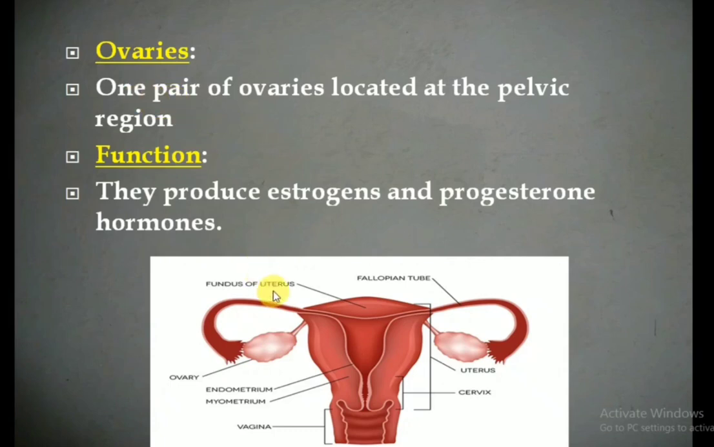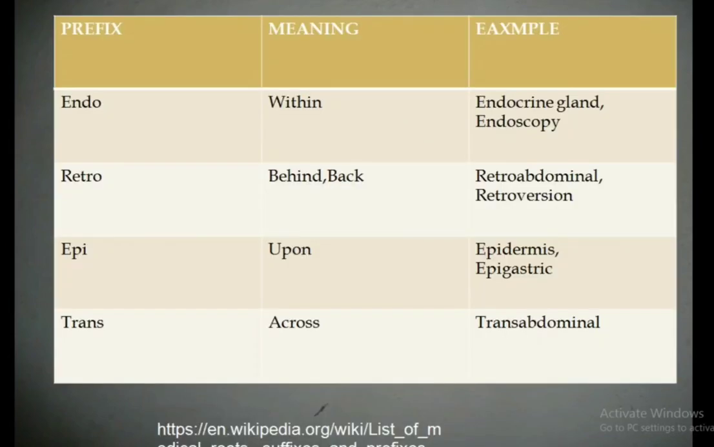Next are the ovaries. Here in the image you can see the female reproductive system. The ovaries are here, the white colored ones. These are of two pairs and located in the pelvic region of the females. What is the main function of the ovaries? They produce estrogen and progesterone hormones, and they release these two hormones and help in reproduction.